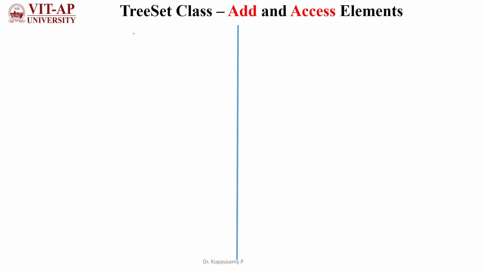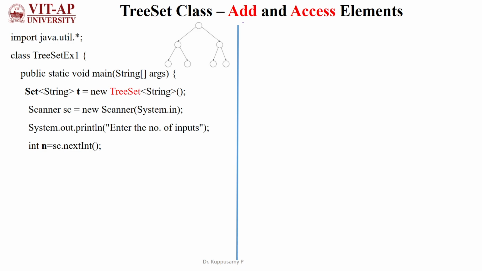And I am giving another example to add and access the elements from the tree structure, I mean a TreeSet class structure. Here I am giving the class name, then the main method, then a TreeSet is created with string data type. Here the variable is t, which implements the Set interface. Once it is created, the tree structure is instantiated with the name t.